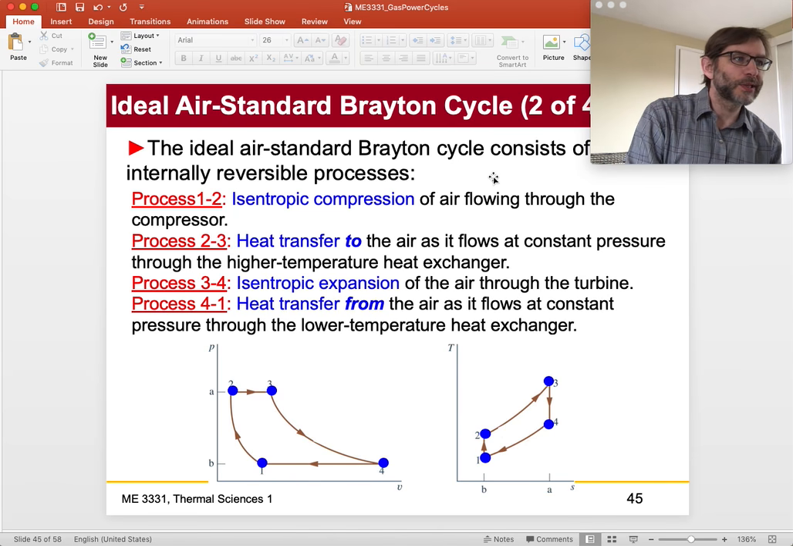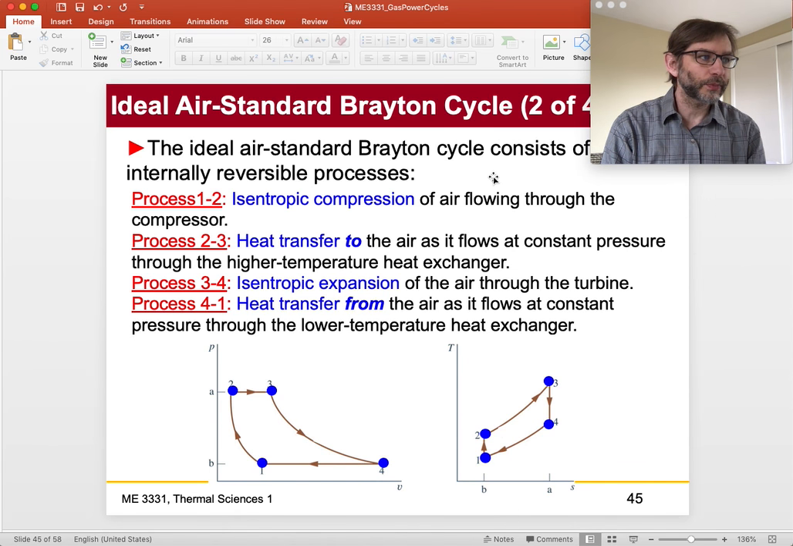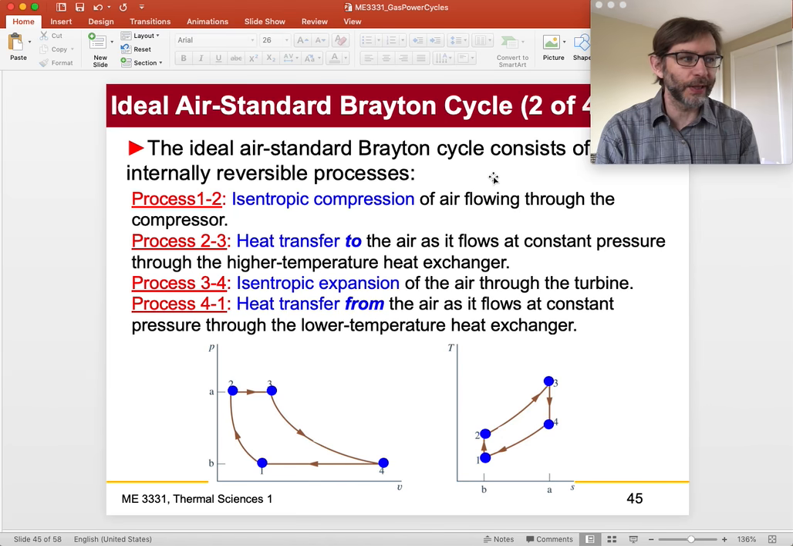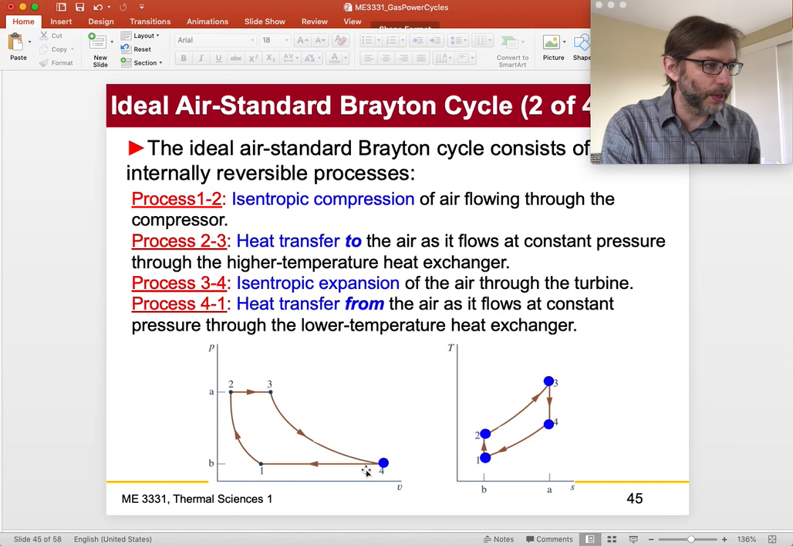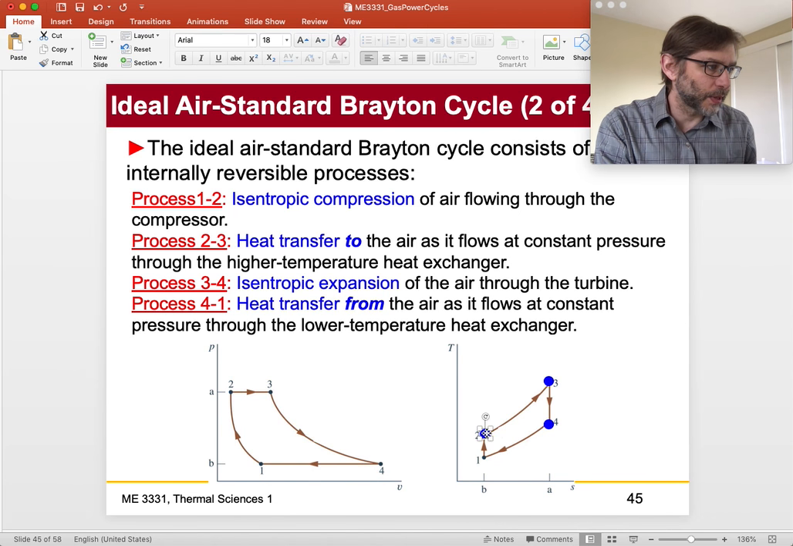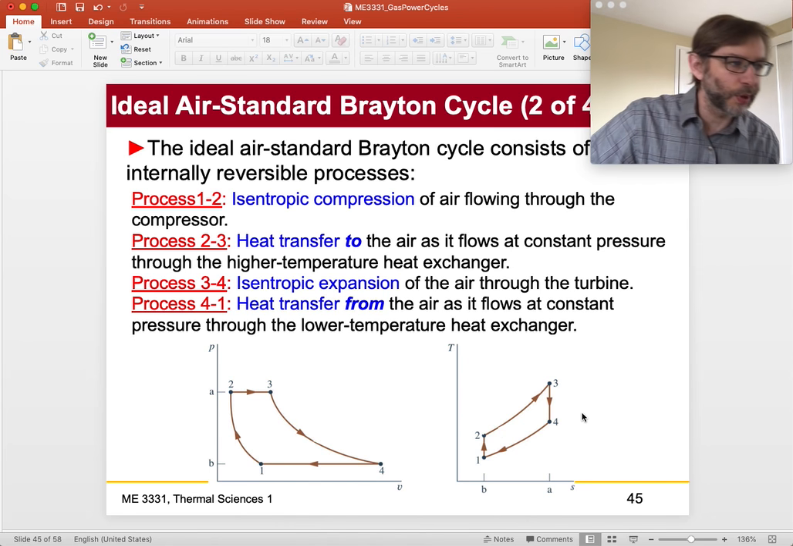So, air standard Brayton cycle. Number 2. We have the following PV and TS diagrams. Now, these have little things on them because I'm sure there's an animation in here, and I'm going to get rid of these because they're annoying. I'm not showing any animations, and animations are annoying anyhow. Okay, so here we go.